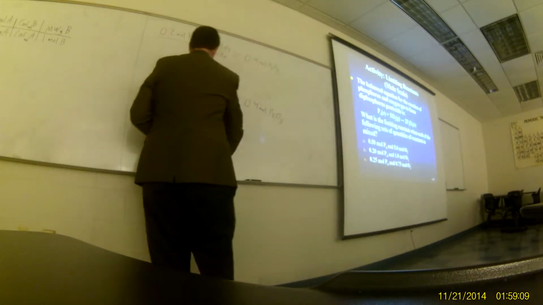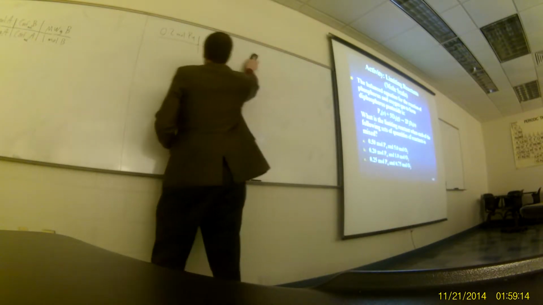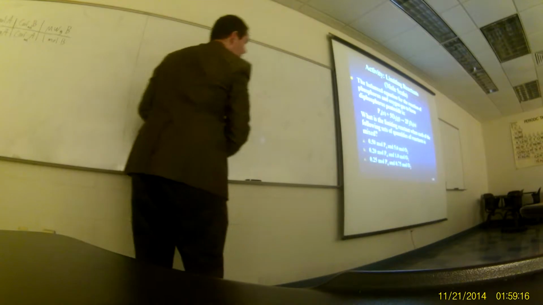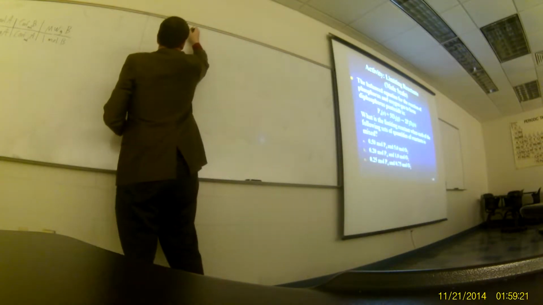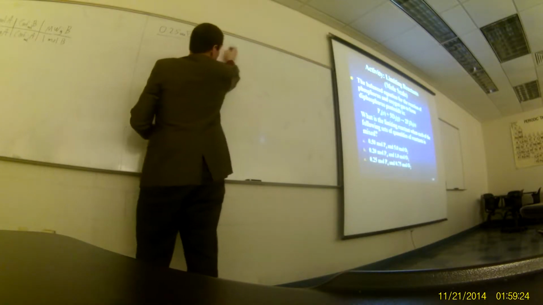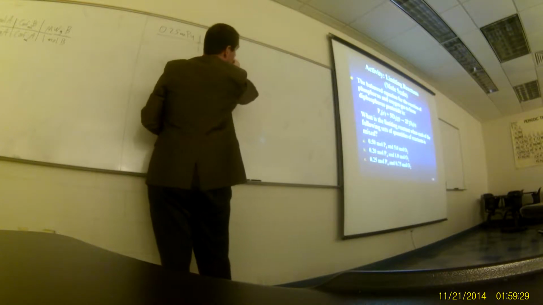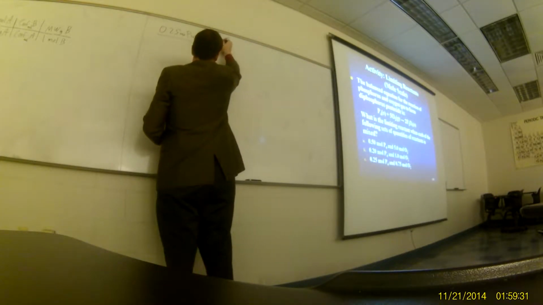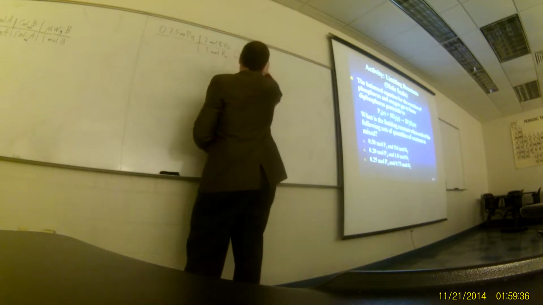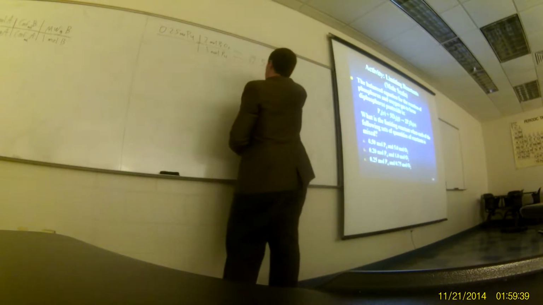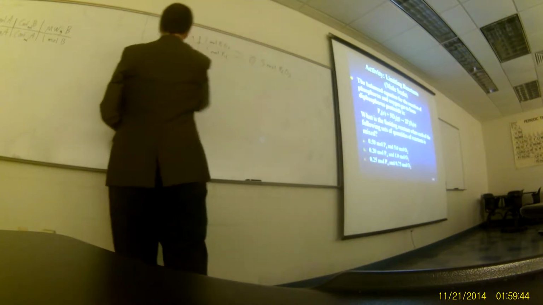So now let's do C. So in C, we have 0.25 moles of P4. Out to be 0.5, and then we've got 0.75.